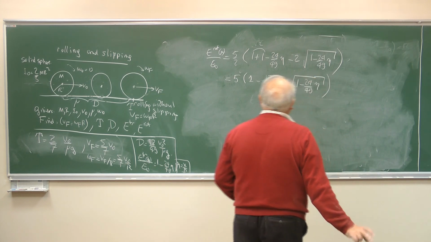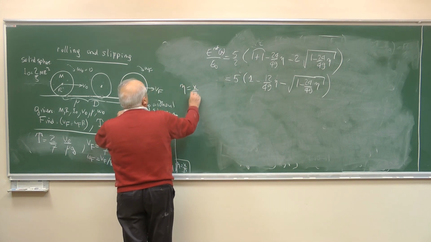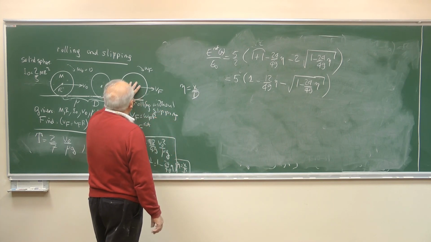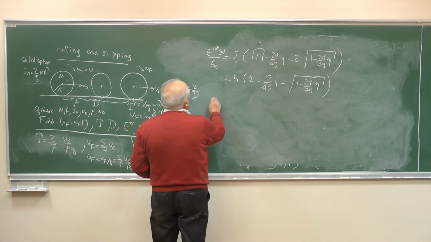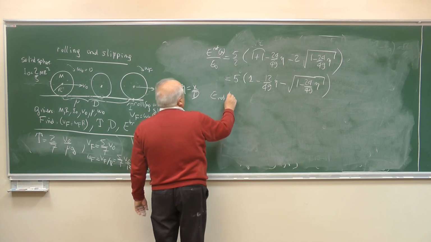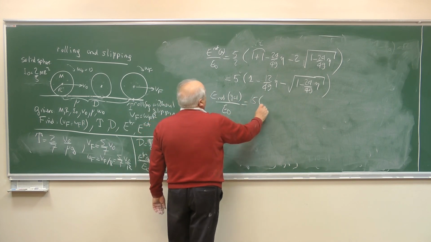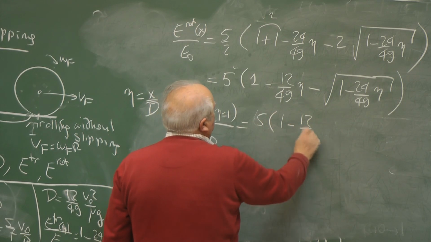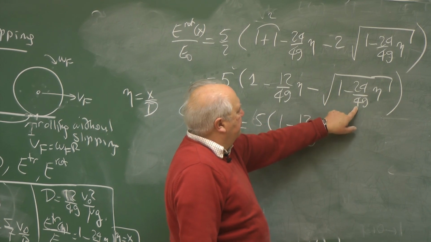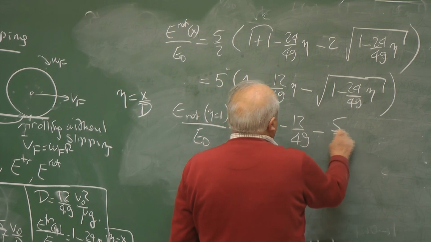Let's check for eta equals 1. Remember, eta is x over d. When eta is 1, we are here, and we know it should be 10 over 49. Let's see. E rotation at eta equals 1 over E0 is equal to 5 times 1 minus 12 over 49. This is 1, so it is 25 over 49, so it is 5 over 7 minus 5 over 7.